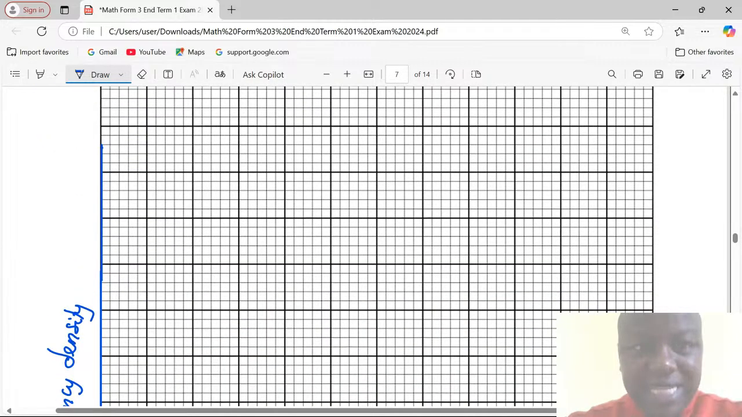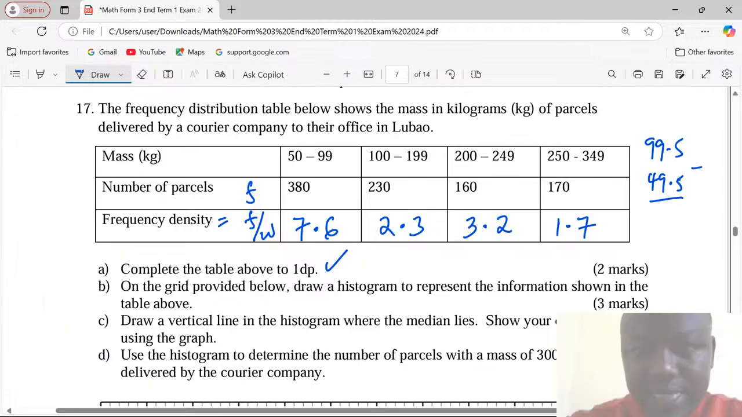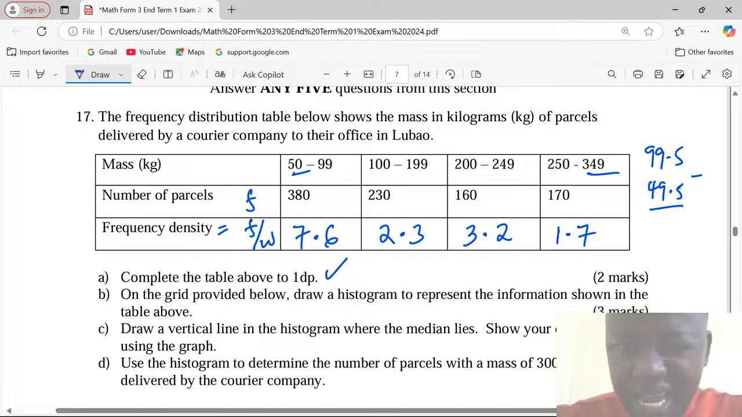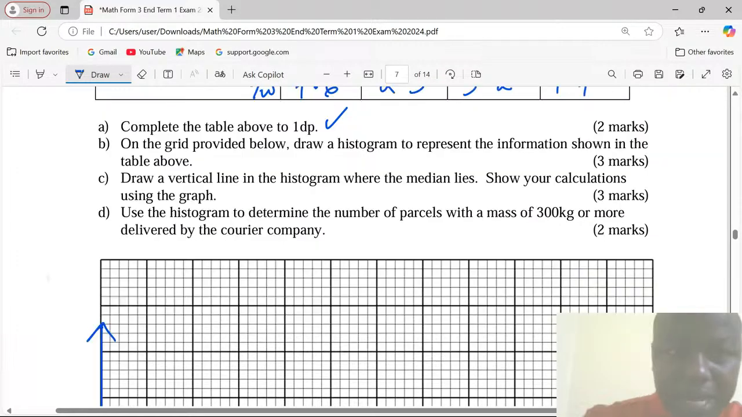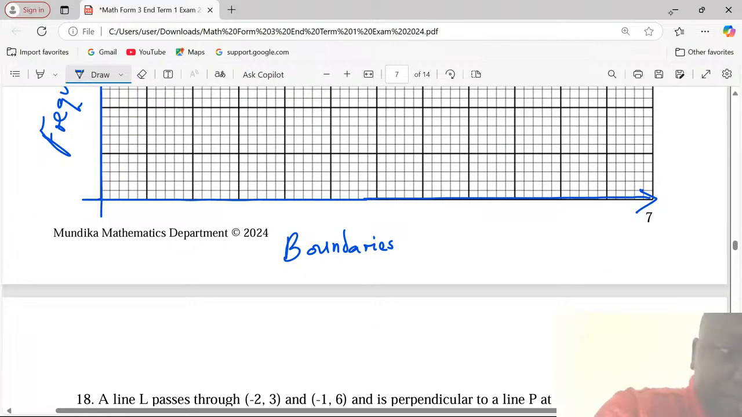On the x-axis, we will be having the masses, and it's all the way from 50 to 249. Therefore, I can use intervals of 50. So allow me to break the axis so that I don't start with 0.